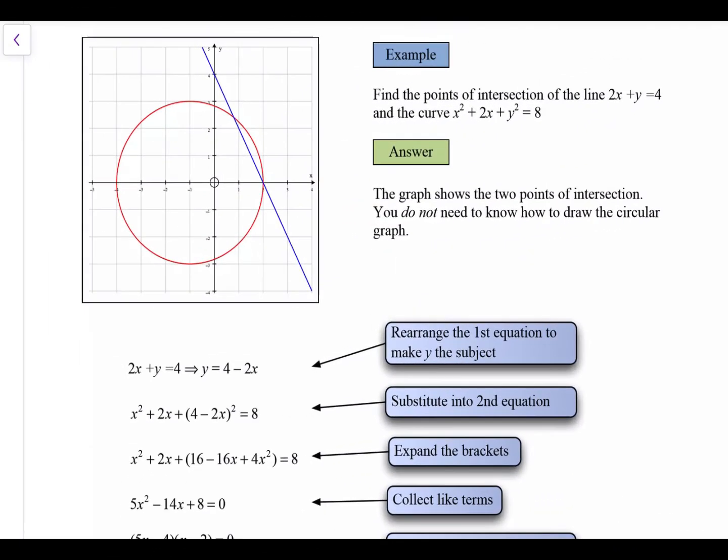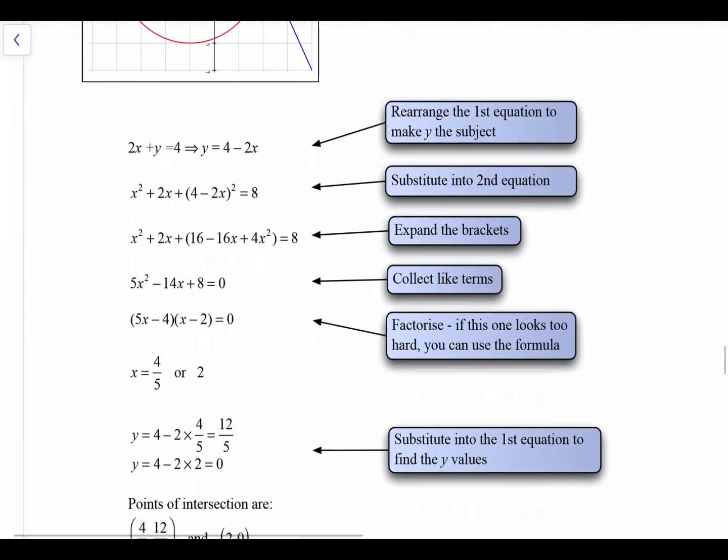In this question, we follow a really similar idea. We've got a line, we've got a circle, and you don't need to know how to draw the circle. We can just see from the question here that we've got 2 points of intersection, and the technique that we're using here is very similar.